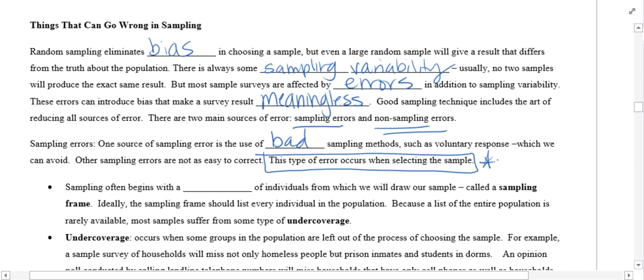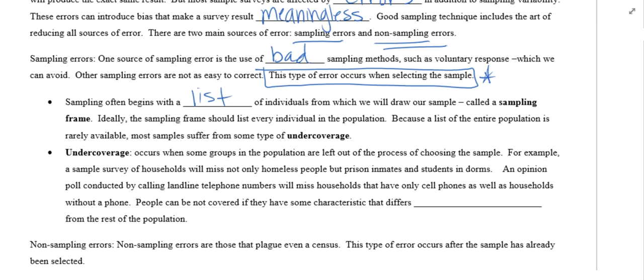Sampling often begins with a list of individuals from which we will draw our sample, called a sampling frame. Ideally, the sampling frame should list every individual in the population. Because a list of the entire population is rarely available, most samples suffer from some type of undercoverage. Okay, undercoverage occurs when some groups in the population are left out of the process of choosing the sample.